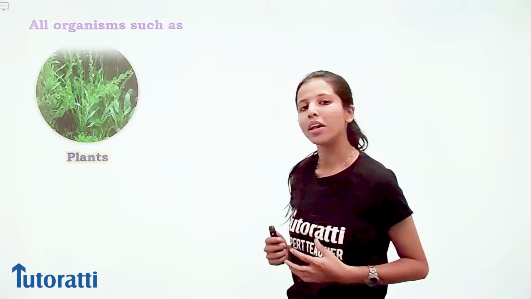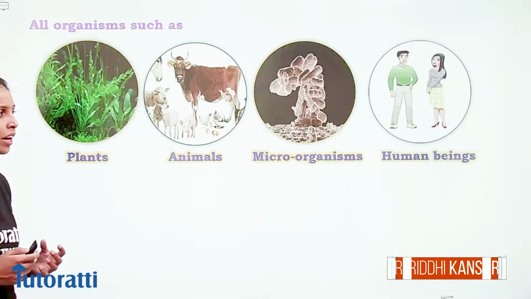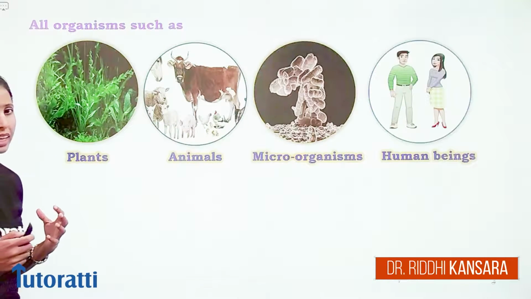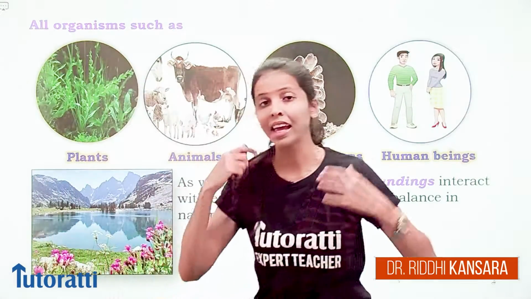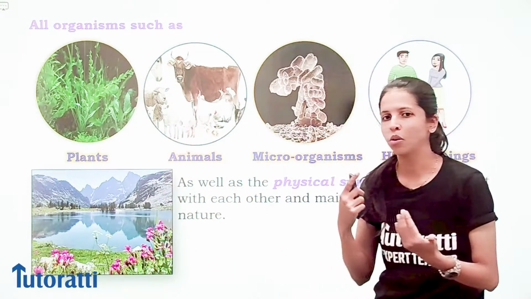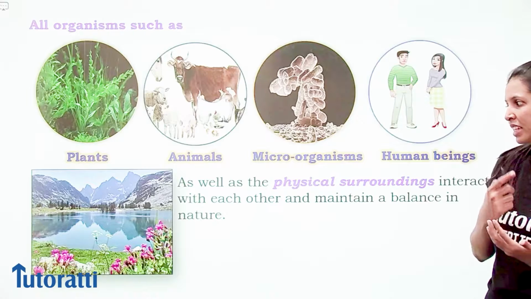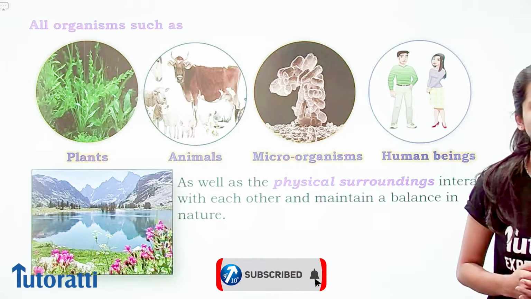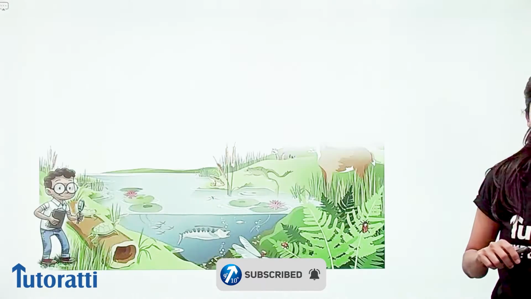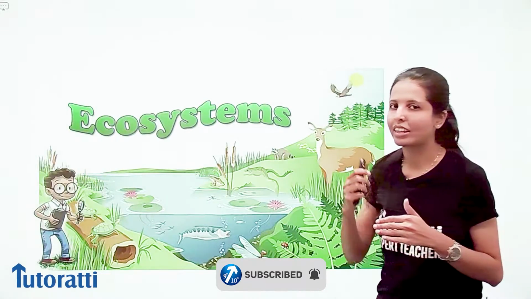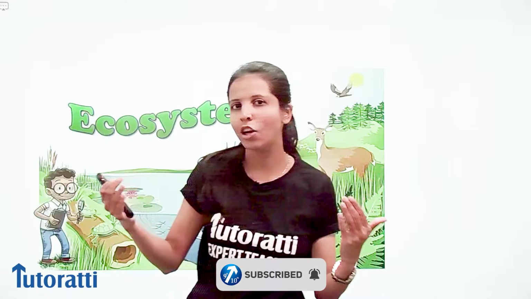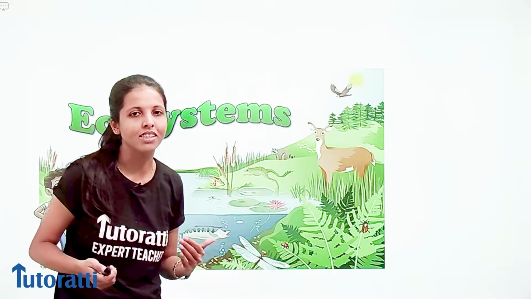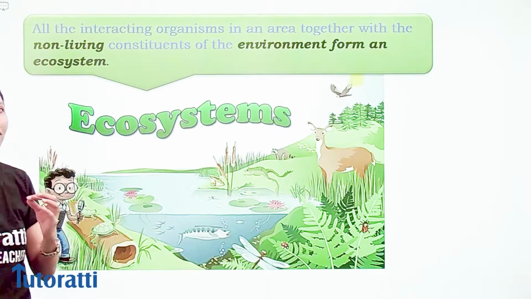Ecosystem, kids. Organisms such as plants, animals, microorganisms, human beings, ये सब जो living organisms होते हैं, as well as the surrounding, yes, as well as the physical surrounding, interact with each other and they try to maintain a balance in nature, kids. Now this is nothing but the interaction between living and non-living, known as an ecosystem, kids.